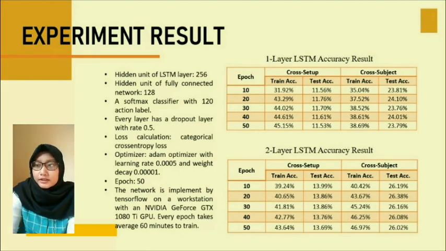So here are the results. For the one-layer LSTM, we got 45% for cross setup accuracy and 38% for cross subject accuracy. And for the two-layer LSTM accuracy results, we have 43% for training accuracy in cross setup and 46% training accuracy in cross subject.